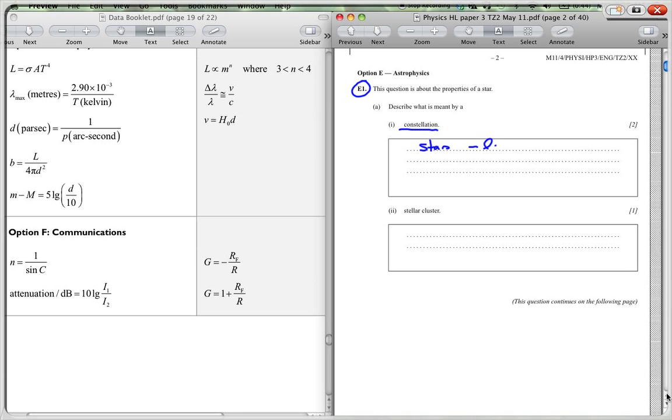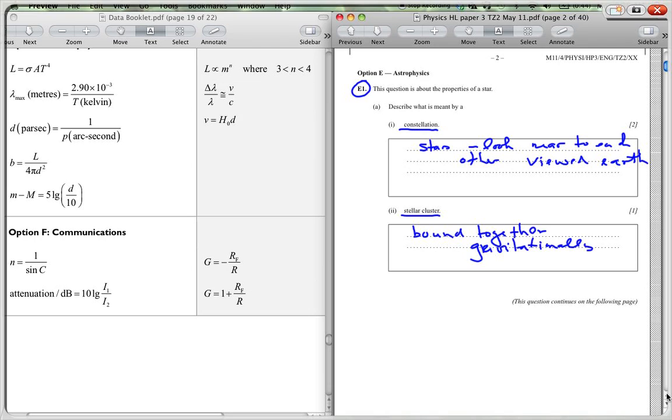So they look like they are near to each other when viewed from the Earth. Obviously, I'm just writing in a few major words there. These may well be far apart from each other. But a stellar cluster, these are stars that are actually bound together. They're bound together gravitationally. They're relatively close together, relatively close in comparison with the universe and galaxies and so forth.